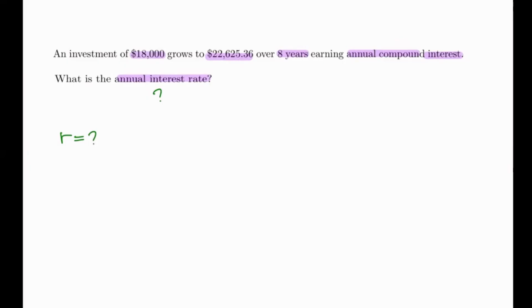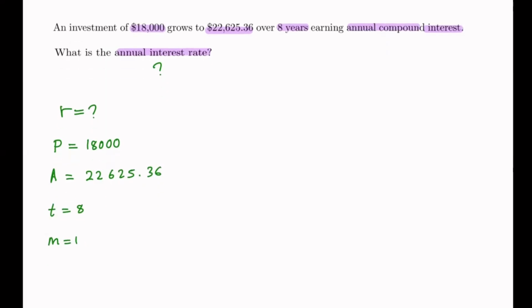Now, based on the problem, we can see our principal amount, the amount we start with, is 18,000. Then it grows to 22 and change. So that's your A, the future value, 22,625.36 in 8 years. So that makes T to be 8, then compounded annually. So the M is going to be 1 because we're compounding only once a year.